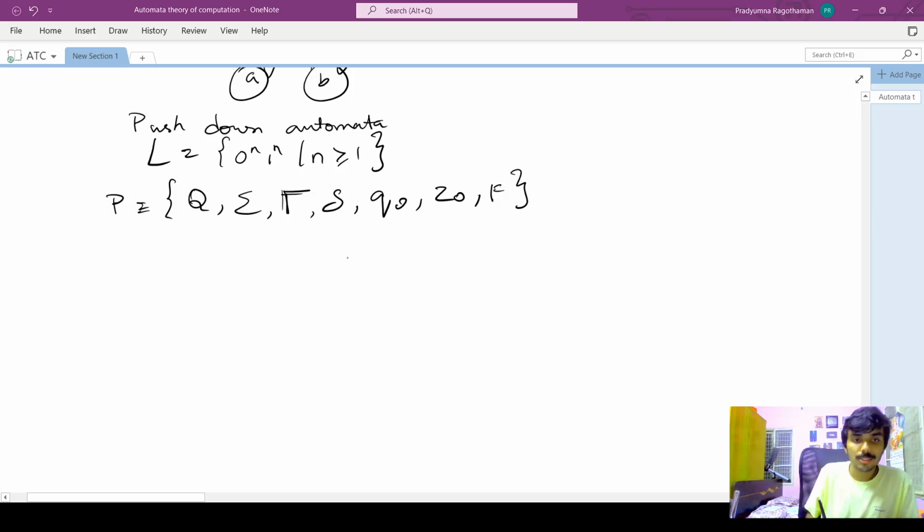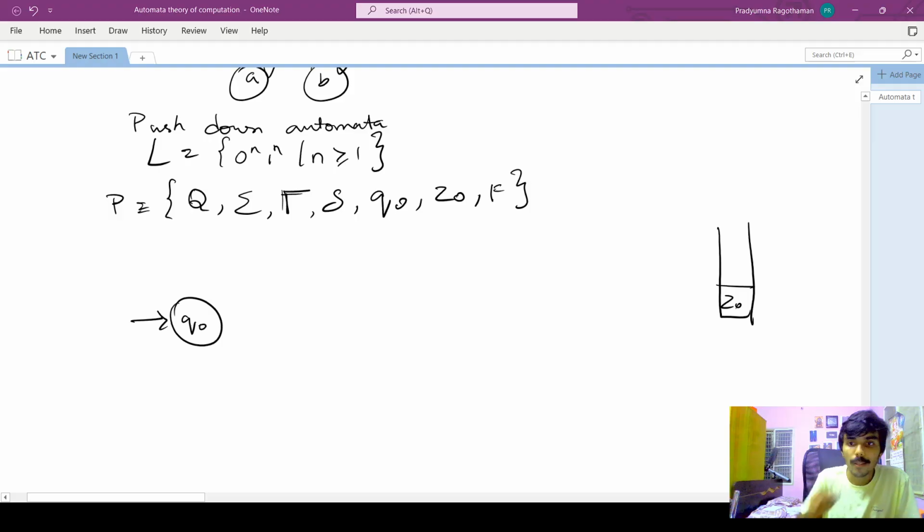So how are we going to represent this language in this form? We'll have one state as the initial state q naught, and we'll also have a stack with z naught as the initial state of the stack, which contains only the element z naught. And let's start with q naught. When q naught gets 0, how should it behave?